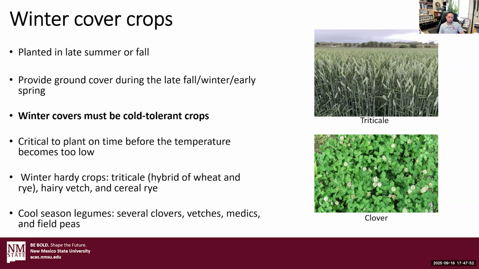It's critical to plant on time, before the temperature becomes too low, because then those seeds won't be able to germinate and you won't get a nice thick stand. Winter hardy crops, some examples for around here, are triticale, again, that's the hybrid of wheat and rye. Hairy vetch is another good example, as well as cereal rye. And some examples of cool season legumes can be different types of clovers, vetches, medics, as well as field peas.